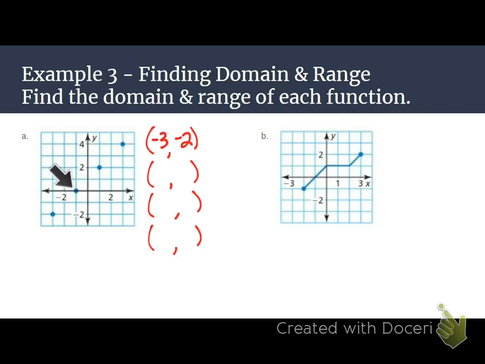What about the next point? What are my coordinates? -1, 0. The next point over, 1, 2. The next one over, all the way up here, is 3, 4. Questions about how we came up with those numbers?